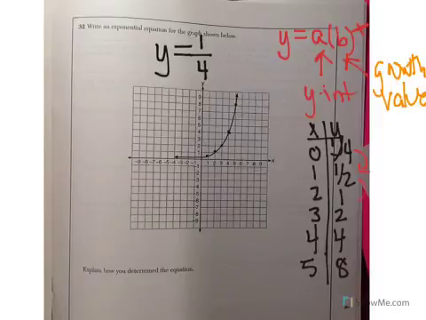What's happening between these y values is I'm multiplying each number by 2. So that is what my growth factor is. That is my b, 2. So this is my equation.